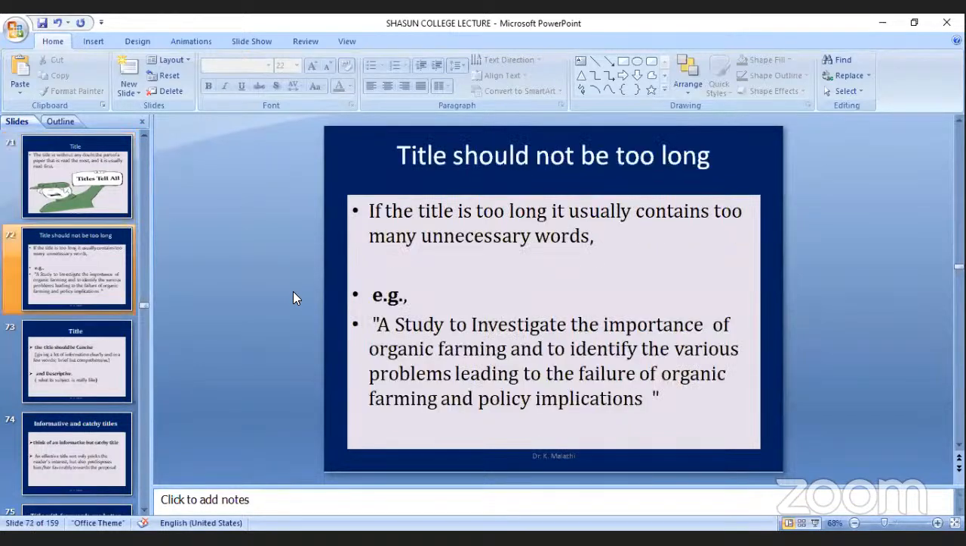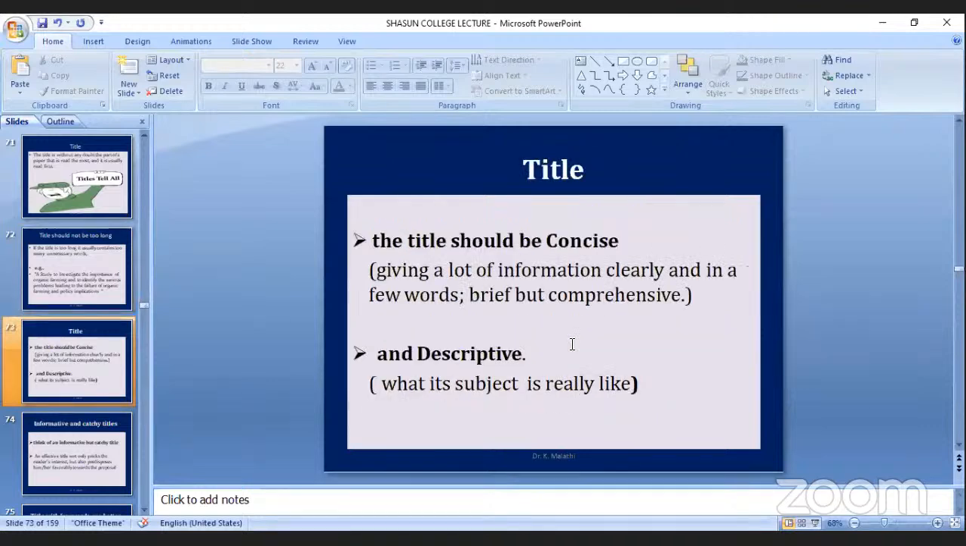So can your title be too lengthy, like this one I've given? "A study to investigate the importance of organic farming and to identify the various problems leading to failure of organic farming and policy implication." No, not at all. Your title should not be like this. You should never give a very lengthy title. Your title should be concise. You have to give a lot of information in few words. That is the correct way of giving a title. It should be descriptive.